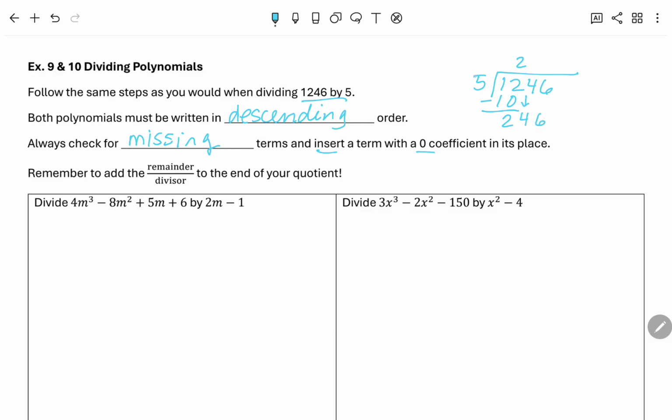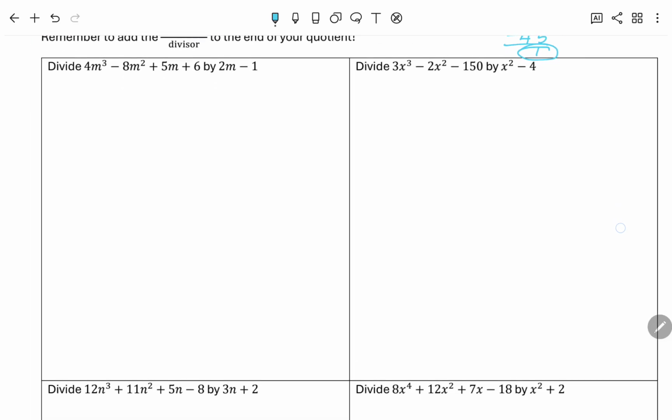And then you can say, okay, well, I know 5 goes into 24 4 times, because 4 times 5 gives me 20. And then we're subtracting, and we're bringing down. And then lastly, you can say, I know that 5 goes into 46 9 times, because 9 times 5 gives me 45, and I subtract, and I'm left with a remainder of 1, my quotient 249 with the remainder of 1. Okay, we're going to do that same process down here.